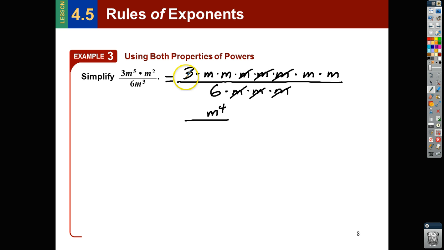And then I have 3 sixths, right? Well, I know that 3 over 6 is the same as 1 half. So this becomes 1, and this is 3 times 2, so the 3 cancels with that, and I'm left with 1 over 2. 1 m to the 4th over 2, right? And really what I did is 3 sixths becomes 1 half.